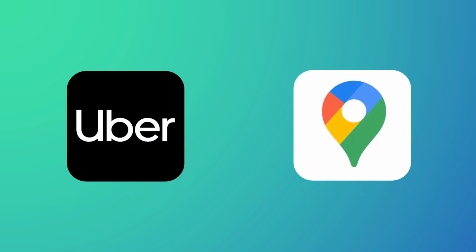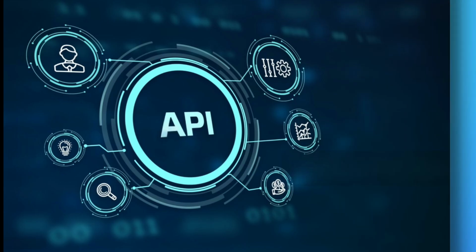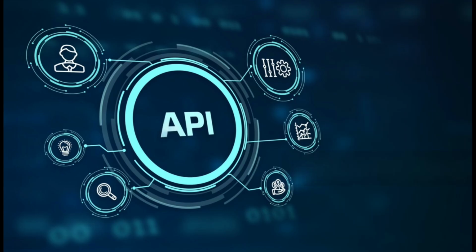Hey, do you ever wonder how different apps on your phone talk to each other? You might not notice it, but they do this every time you use your phone. And the tool that makes all this communication happen is called an API. But don't worry, I'll break it down for you, step by step.